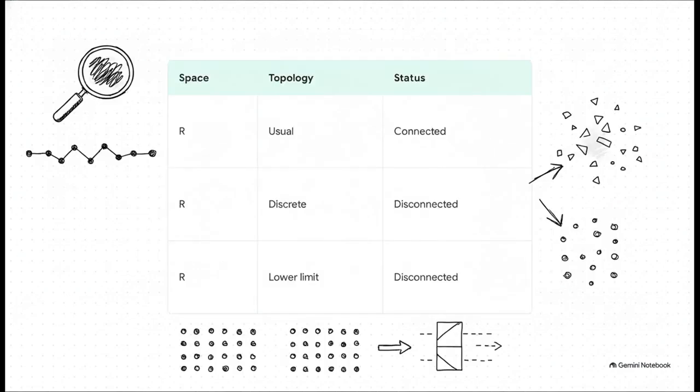And here's the crazy thing. Connectedness is completely relative. Take the set of real numbers. Under the usual topology, the real number line is connected, just like you'd expect. But if we apply a discrete topology or a lower limit topology, that exact same number line completely shatters into disconnected pieces. The numbers themselves didn't change at all. The mathematical lens we use to look at them did.